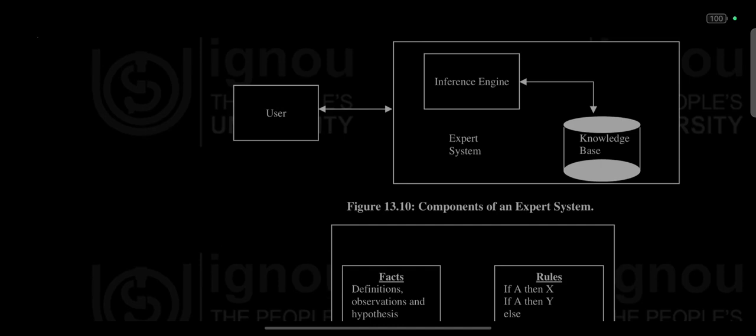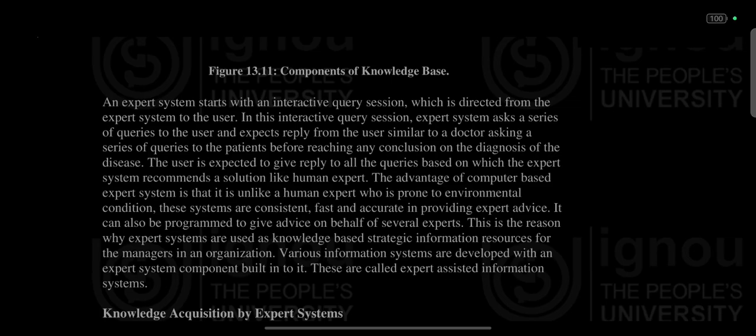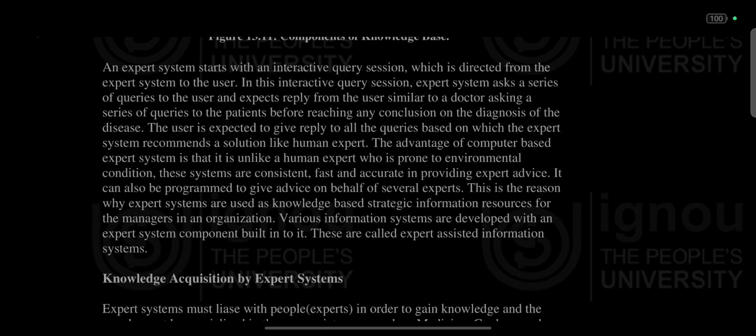So here you can see the components of an expert system and components of knowledge base. An expert system starts with an interactive query session which is directed from the expert system to the user. In this interactive query session, the expert system asks a series of queries to the user and expects a reply from the user, similar to a doctor asking a series of queries to the patient before reaching any conclusion on the diagnosis of the disease. The user is expected to give a reply to all the queries based on which the expert system recommends a solution like a human expert.